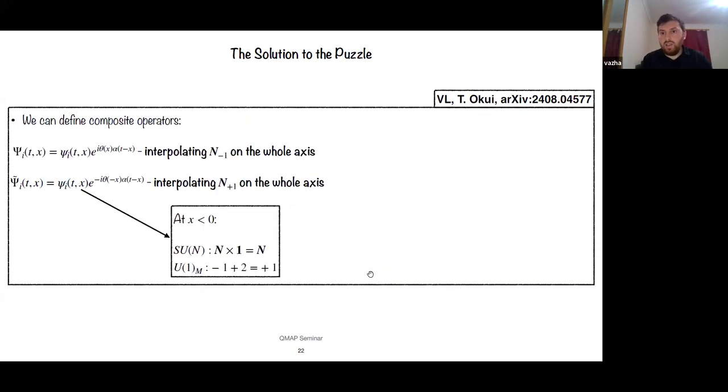Actually, we can go ahead and do even a little bit more. We can define these two operators. The first is defined in such a way that when x is negative, it is just the fermion, and when x is positive, it is the fermion times the rotor. And the second is defined the opposite way. It is the fermion at the positive side, and the fermion times the rotor at the negative side, with an extra minus sign to account for charges. What you will see is that the first operator interpolates the n-1 state on the whole axis, not only in the incoming direction. And the second interpolates the n+1 state on the whole axis, not only in the outcoming direction.